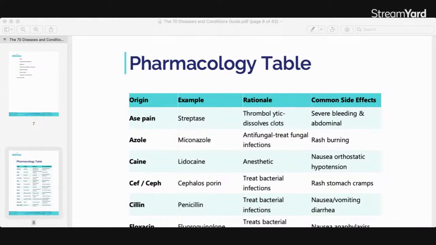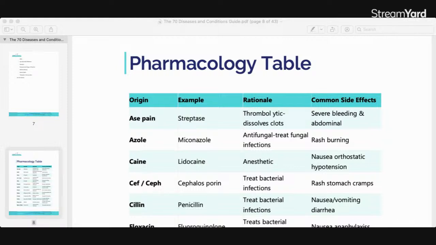So typically, no. Because it's an expected side effect, it's not enough reason to stop giving it. Remember that there are side effects that are expected versus side effects that are adverse effects, which are going to be life-threatening effects. Then we have the "cillin" drugs.